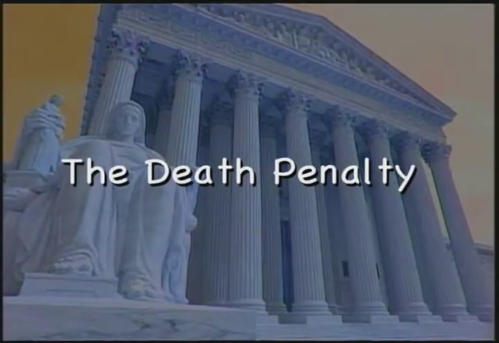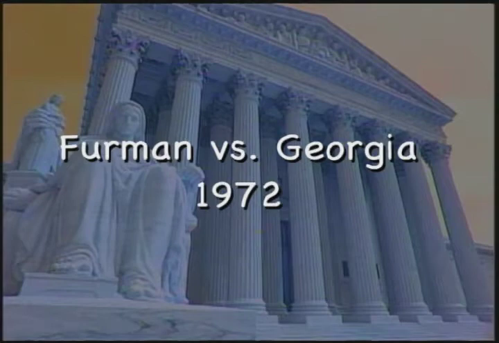Now, when we talk about cruel and unusual punishment, that brings us to an interesting question. Is the death penalty cruel and unusual punishment? Different members of the court have taken different views over the years. One famous case was Furman versus Georgia in 1972. Here, the Supreme Court said that the death penalty is not cruel and unusual punishment, but states have to be fair and consistent in how they apply the death penalty. In this case, it was not applied fairly, and in this instance, the Supreme Court ruled against this instance of the death penalty.